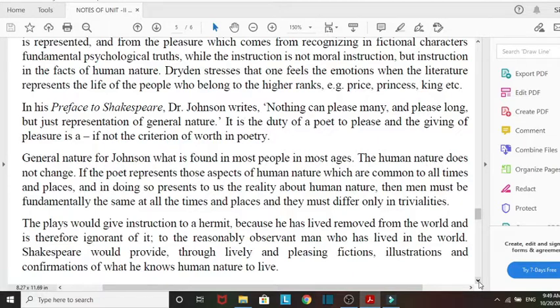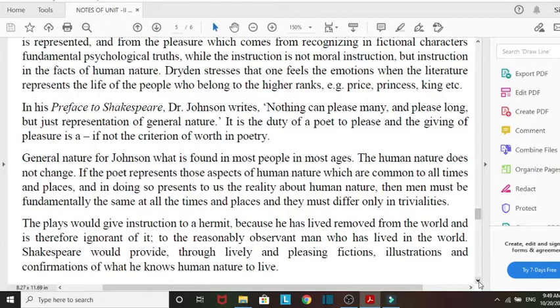And to the reasonably observant man who has lived in the world, Shakespeare would provide, through lively and pleasing functions, illustration and confirmation of what he knows about human nature. So why is William Shakespeare very popular? Dr. Johnson has given the reason: Shakespeare has observed human nature, the general nature of human beings, how they live in this world, how their desires work, how they treat each other, how they fall in love, their ambitions, and all these things.